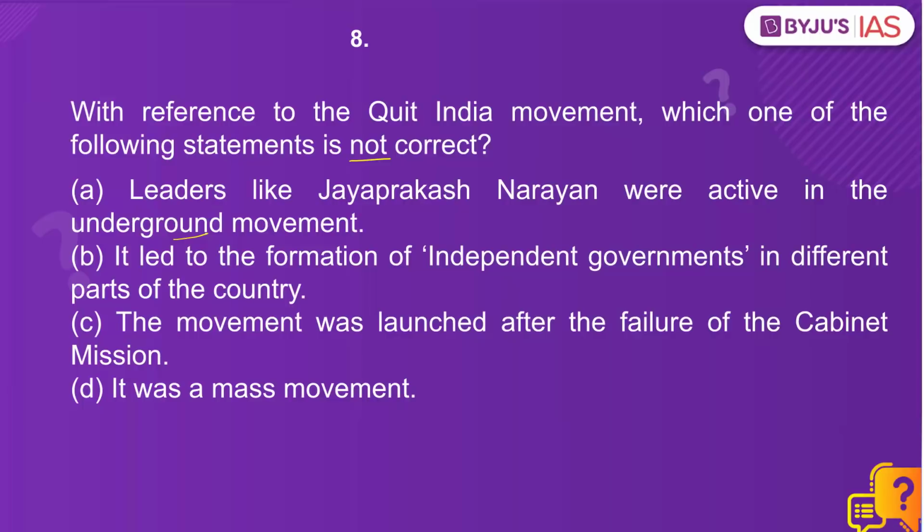Statement number 2, it led to the formation of independent governments in different parts of the country. That's true. Places such as Balia, Satara, where independent governments were formed. It was a mass movement, absolutely yes. But this movement was launched not after the failure of the cabinet mission, but after the failure of the Cripps mission. So this statement C is incorrect because this is what the question is asking. Which of the following statements are incorrect? C is the right answer.